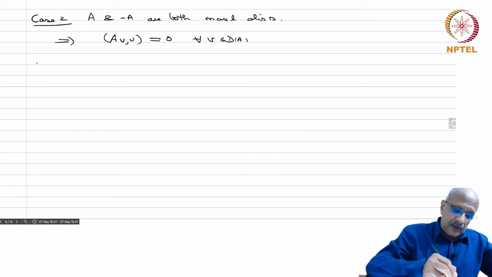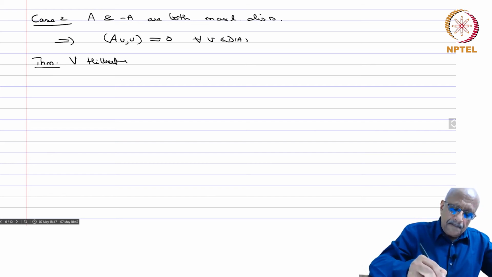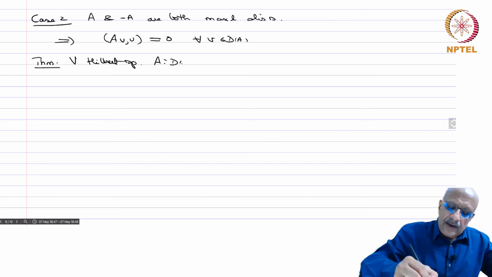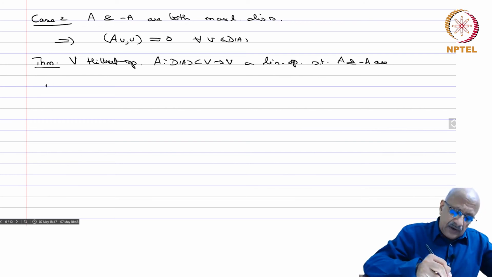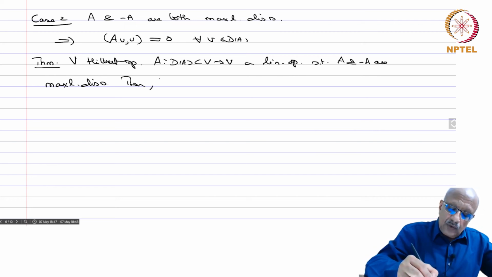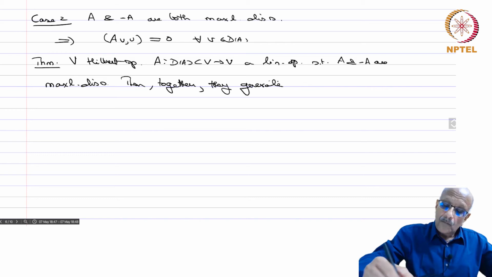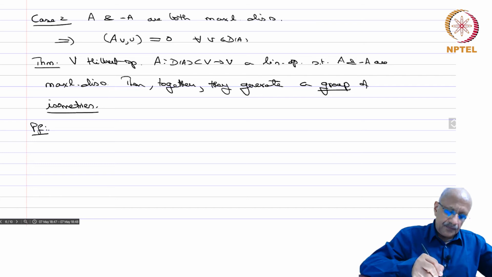Okay, so now we have a theorem. This is a different kind of theorem. So V is a real Hilbert space, of course, A with domain D(A) contained in V, from D(A) to V, a linear operator such that A and minus A are maximal dissipative. Then together they generate a group of isometries. So, proof. The norm of the solution will not change at all. Okay, so that is why you have an isometry.